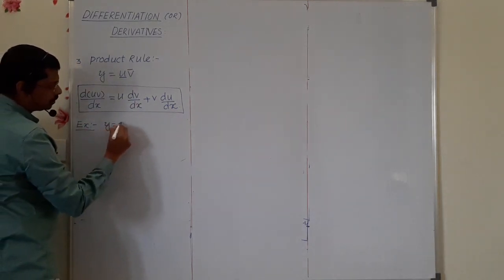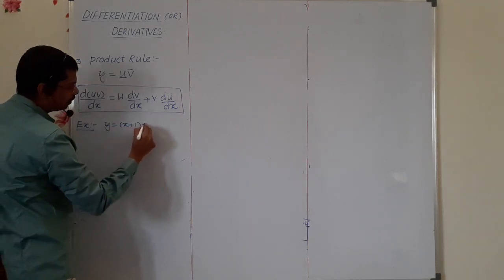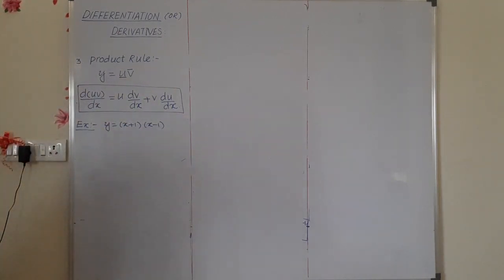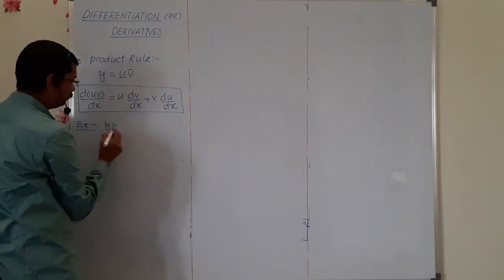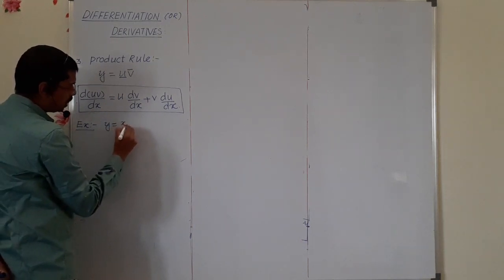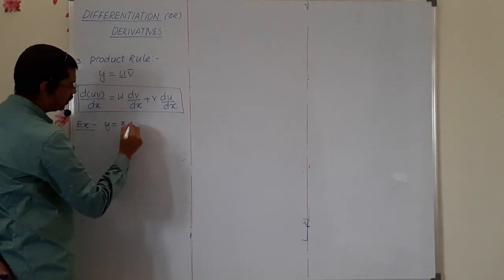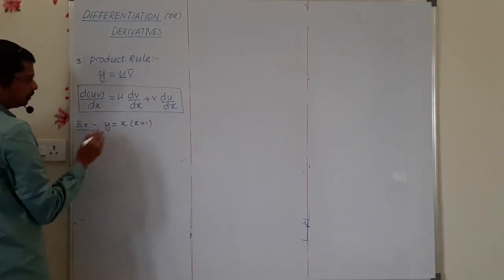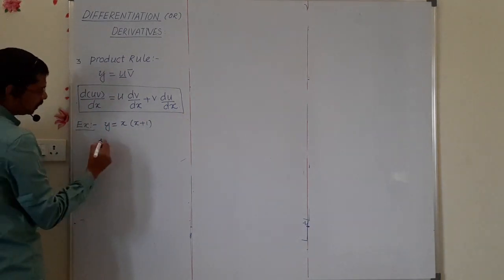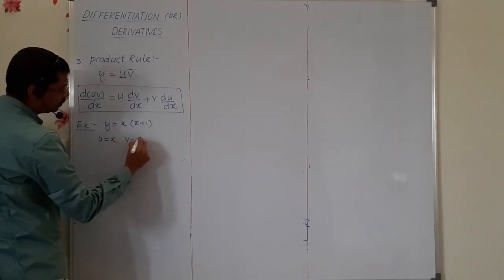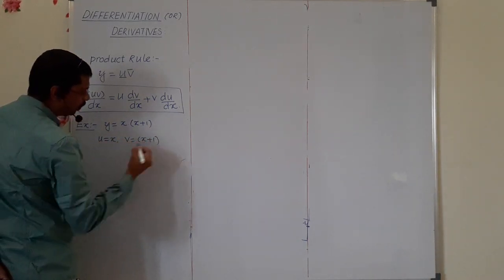Now I am writing the value. The y is equal to x into x plus 1. Simple method I will give you, a very simple question. First of all, from the basics we have to take. We are considering u equals x and v equals x plus 1. We are ready.